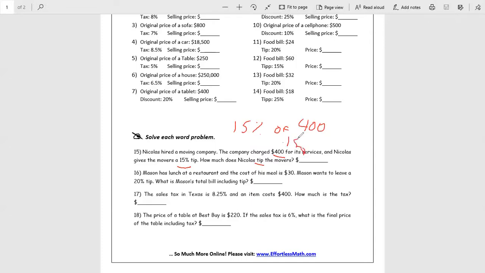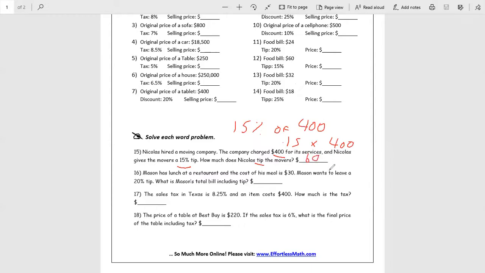0.15 is 15%. Multiplied by 400. And when we do that, we get 60.